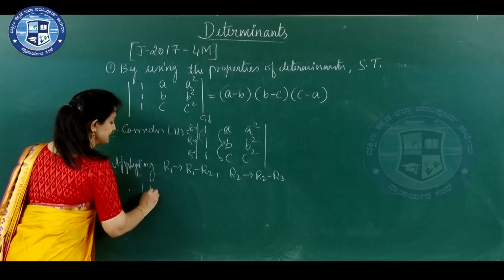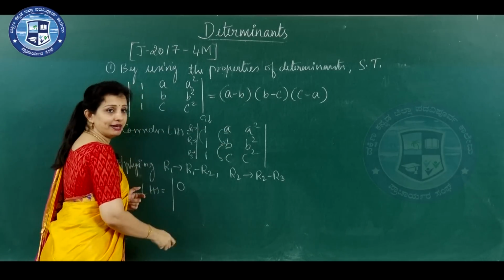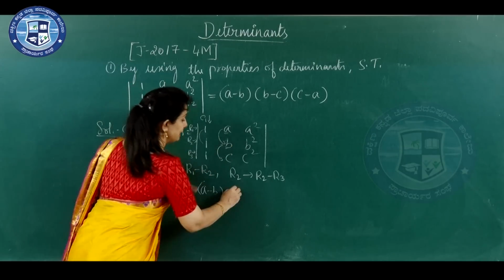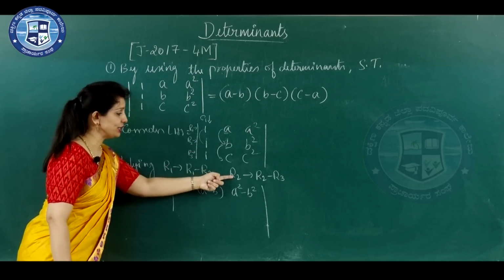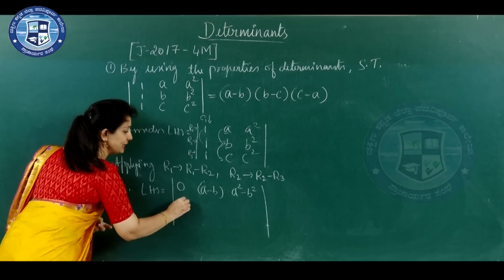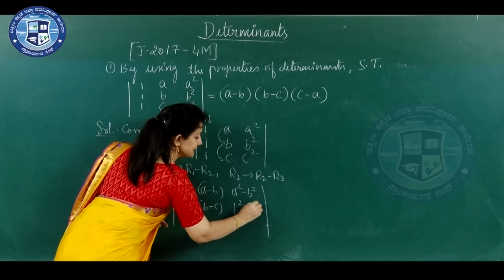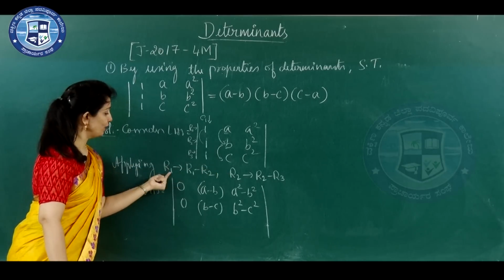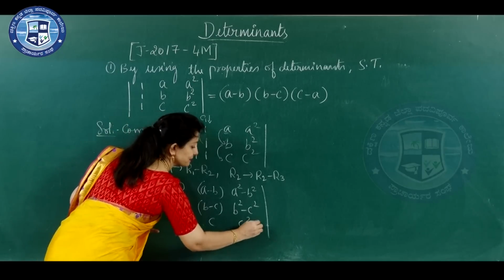So, what is therefore LHS equals? R1 minus R2: 1 minus 1 is 0. R1 minus R2, this is A minus B. Here, row 1 minus row 2 elements, A square minus B square. Similarly, R2 implies, second row also we are going to change. R2 minus R3, that is 1 minus 1, 0. Here is B minus C, and the next element B square minus C square. Last, R3 we are not altering, only R1 and R2 elements are changed. So, R3 remains the same, 1 C C square.